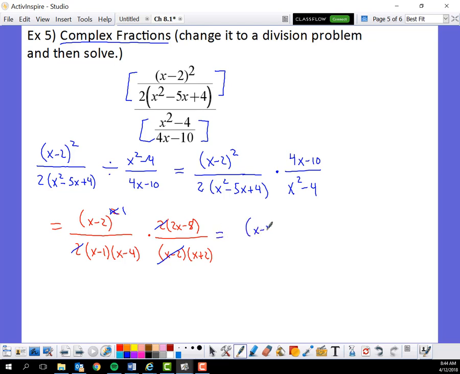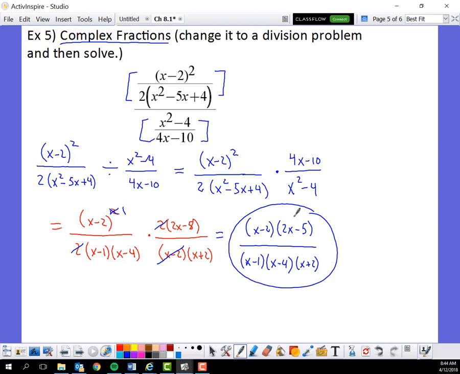You have x minus 2 times 2x minus 5 all over x minus 1 times x minus 4 times x plus 2. Again, you can stop here as your answer. You do not need to multiply it out. In fact, my preference is for my class that you would not multiply it out. It's easier for me to grade, and it's easier for you if you leave it in factored form like this.